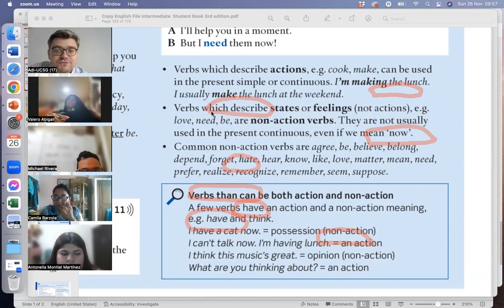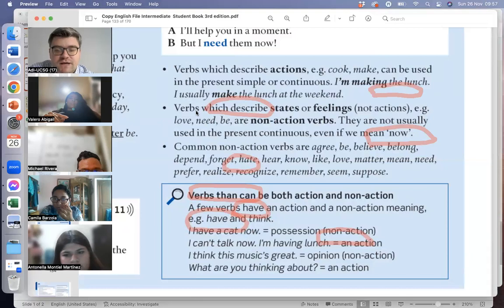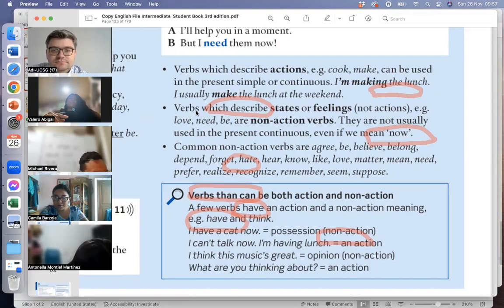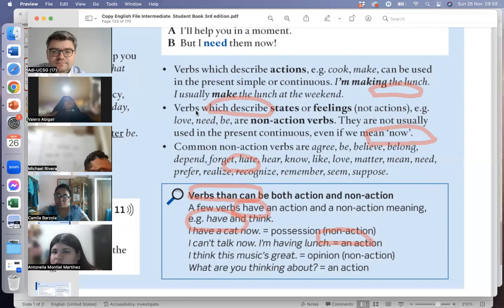Okay. Camila, can you read here? Which says: verbs which describe states or feelings, not actions. Love, need, be are non-action verbs. They are not usually used in the present continuous, even if we mean now. Do you understand this rule?